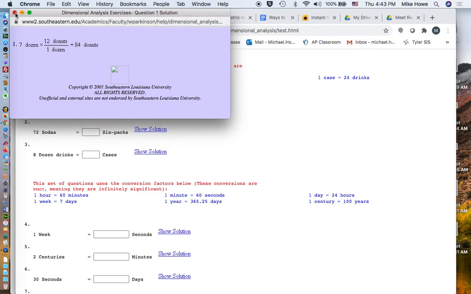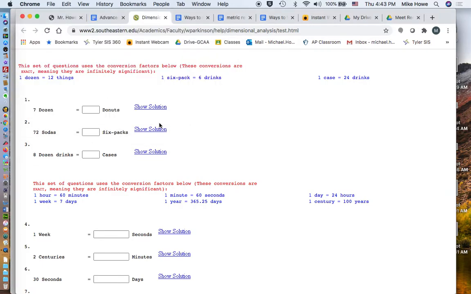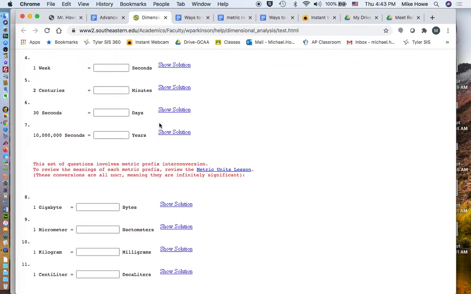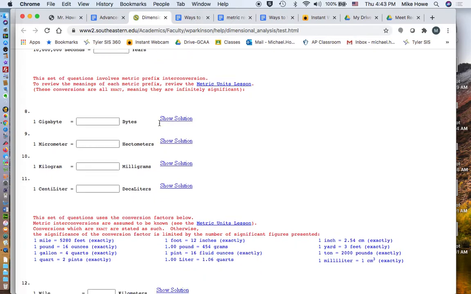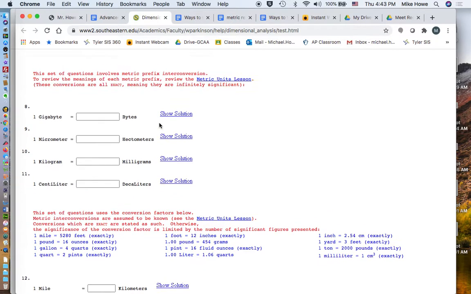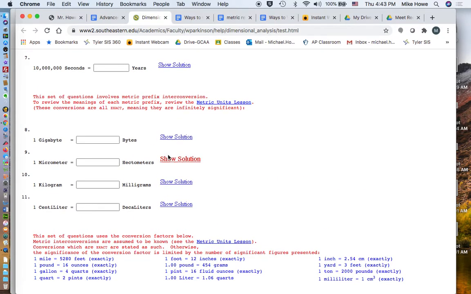So we're trying to learn how to solve problems using this technique of dimensional analysis, which you did in physics. It's not a completely new concept, but it's an important one for chemistry, so I take time to review it each year.